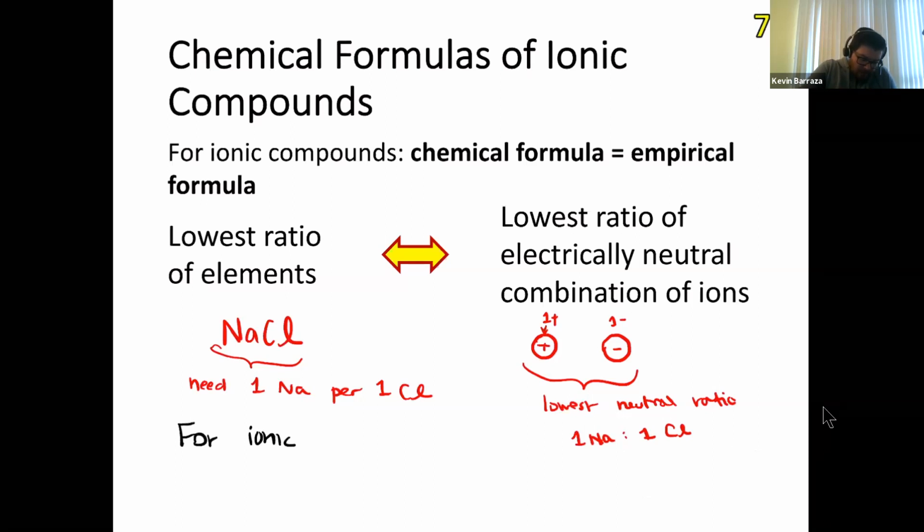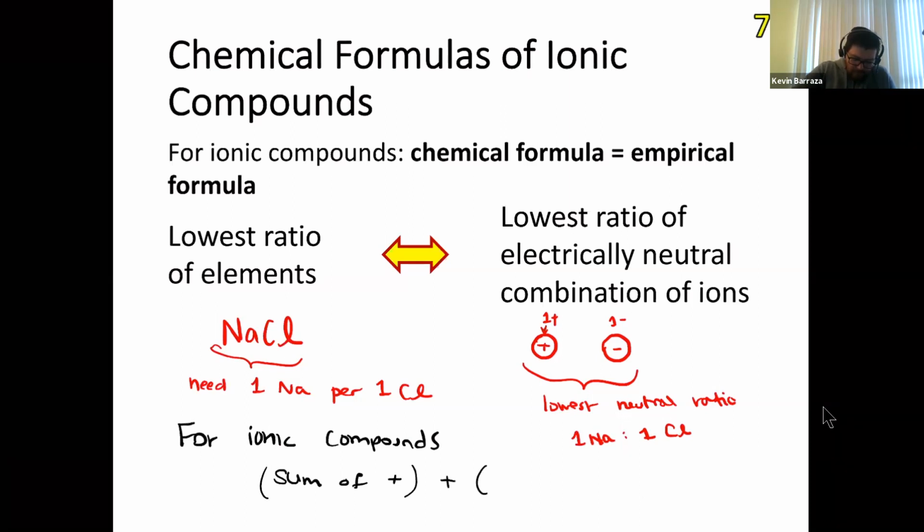For ionic compounds, the sum of positive plus the sum of negative have to equal 0. And that's going to be a key trick that we use to solve problems involving ionic compounds. The formula needs to be such that all of the positives in the formula and all of the negatives in the formula have to be neutral overall. And so that is the key way that we do this.